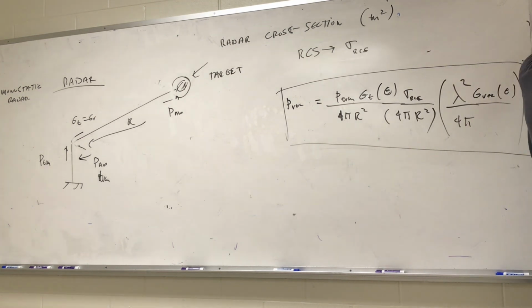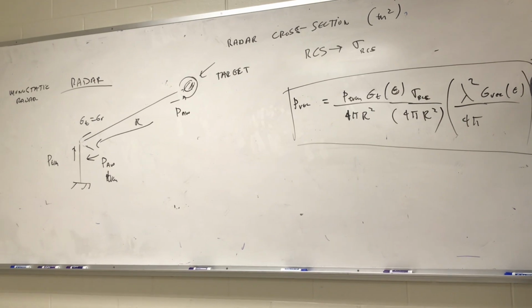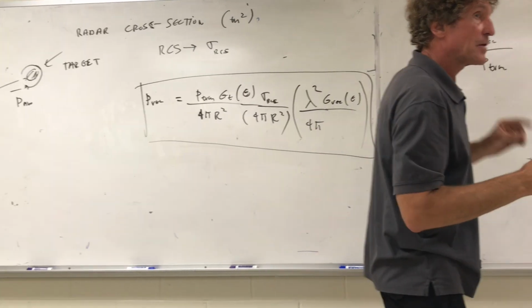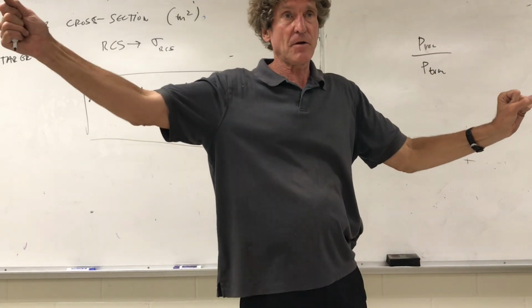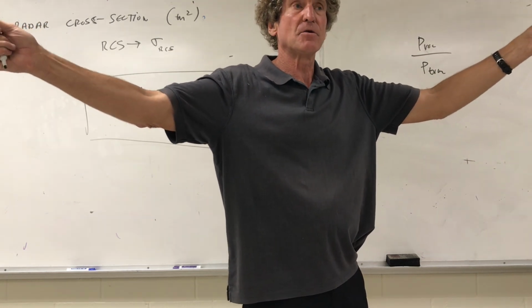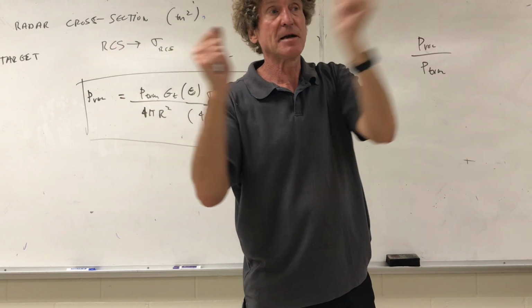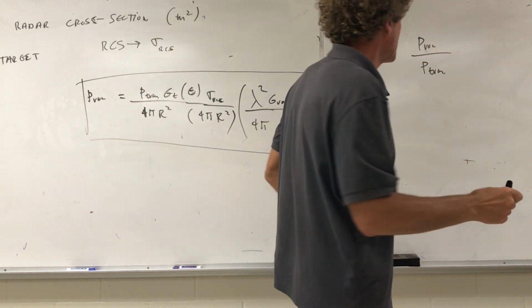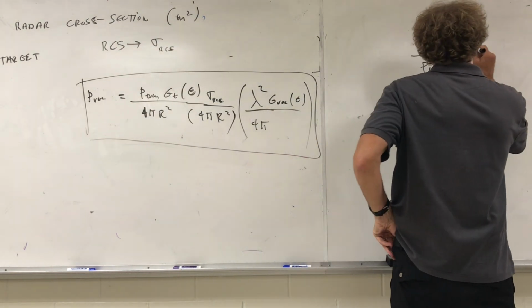So here, we take the ratio of P received over P transmit. Remember before when we did Friis, that was a one-way link from a transmitter to an antenna, right? Here, it's going back, bang, hits something, comes back. So for this one, it's always proportional.